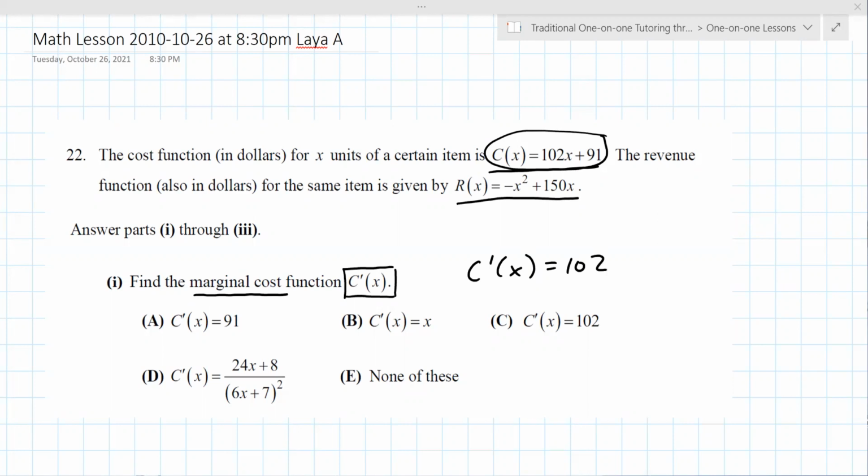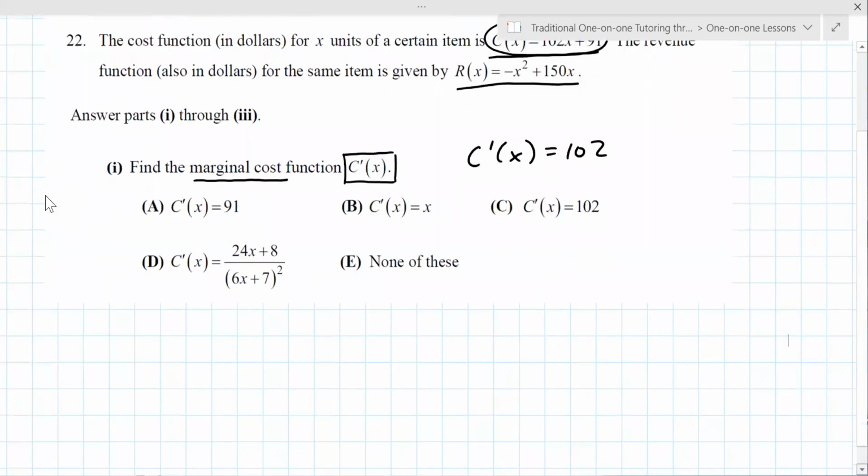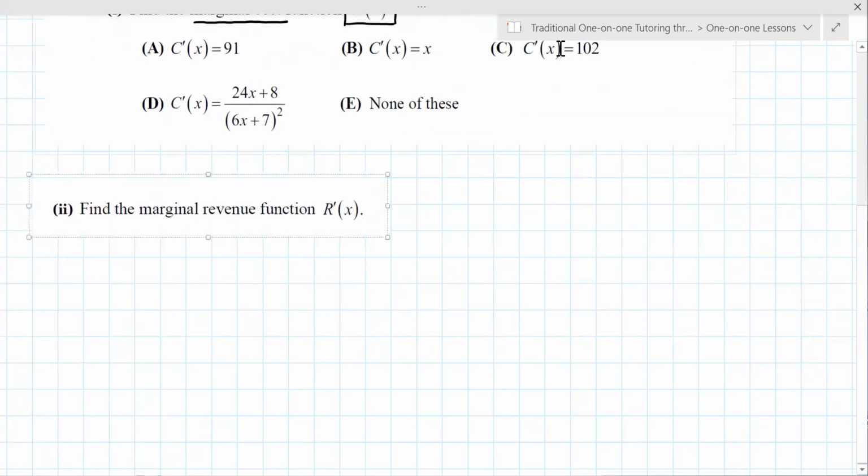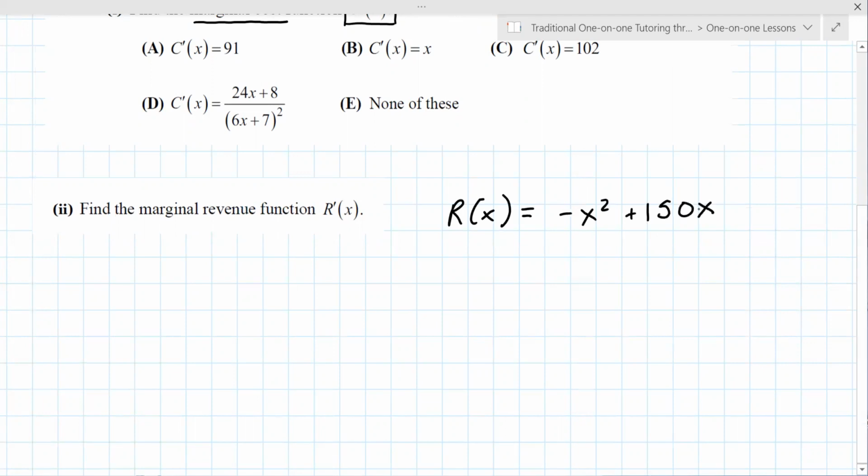The next part asks for the marginal revenue. So this one is not multiple choice. Let me snip that in. Okay, and the revenue function, R of X, is given as minus X squared plus 150X. So you have to take the derivative of this function here. So minus 2x plus 150. Perfect.